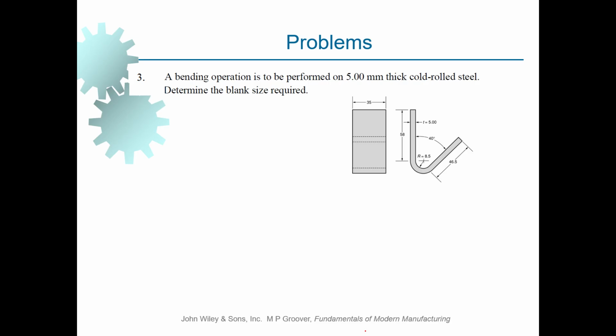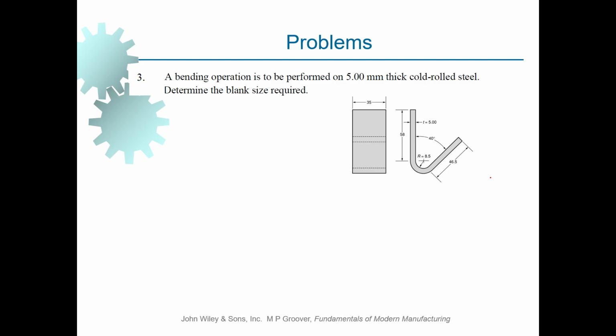Okay, moving on. Problem 3. A bending operation is to be performed on 5 mm thick cold rolled steel. Determine the blank size. Well, as we can see in bending operations, what we are provided is the actual drawing of the sheet metal after it is bent. Our task is to compute the length of it when it is straight before bending, so that once it is bent, this part is achieved.